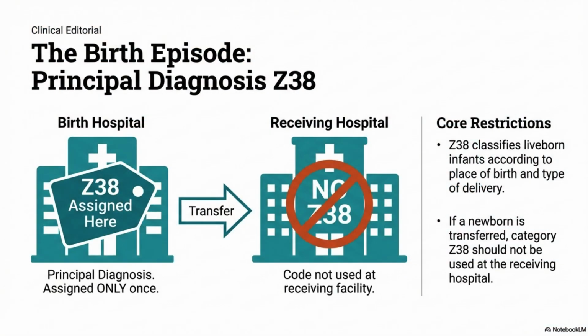When a newborn is admitted for the birth episode, the principal diagnosis is always Z38. This code classifies the newborn by place of birth and type of delivery. A few important reminders. Z38 is assigned only once, at the birth hospital. If the newborn is transferred to another facility, the receiving hospital does not assign Z38. After the birth episode, Z38 is never used again. Think of Z38 as the newborn's entry point into the healthcare system.